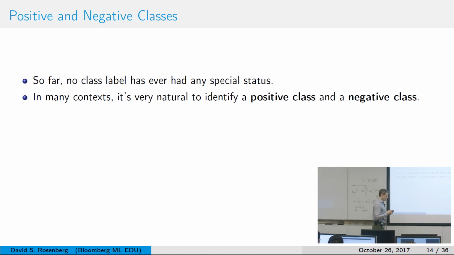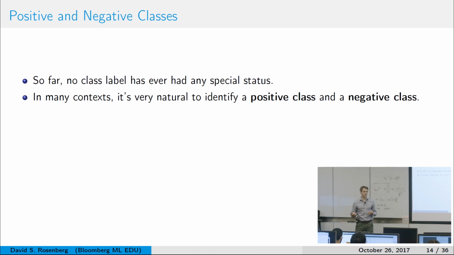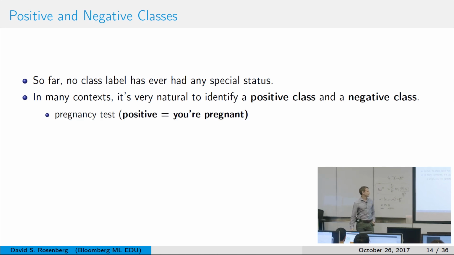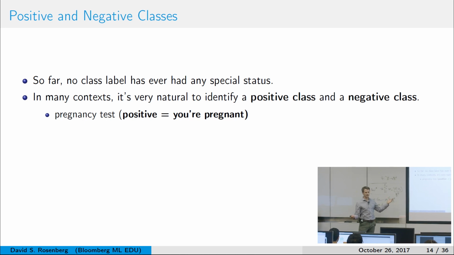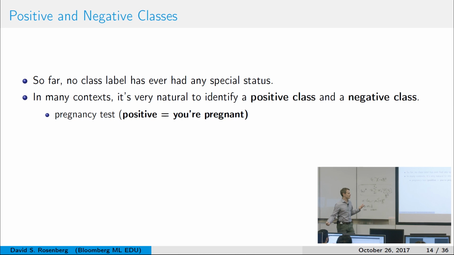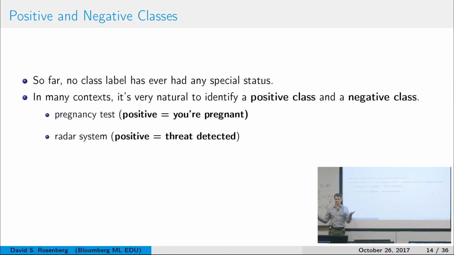In many contexts, it's natural to define a positive class and a negative class. So we'll go through some examples to build your intuition. Take a medical test, like a pregnancy test. Positive, you're pregnant. Negative, you're not. It's a medical diagnostic thing. A radar system: positive, there's a threat detected. Negative, nothing unusual going on.